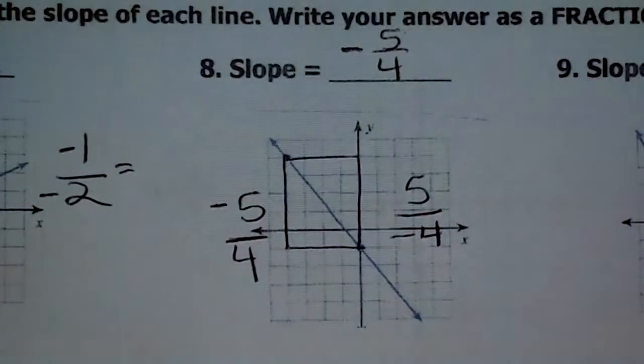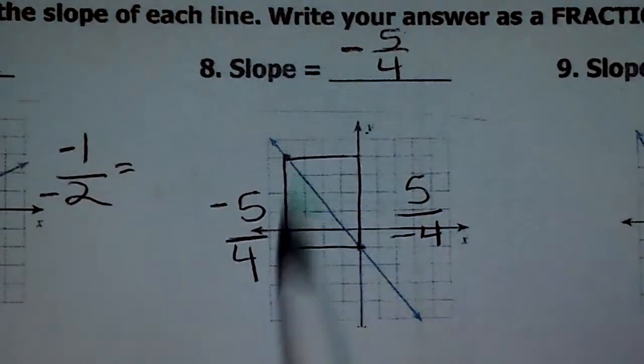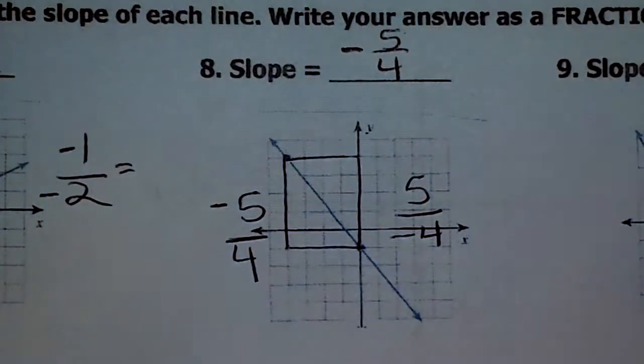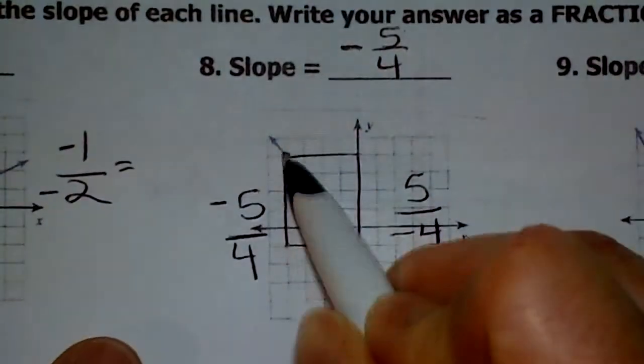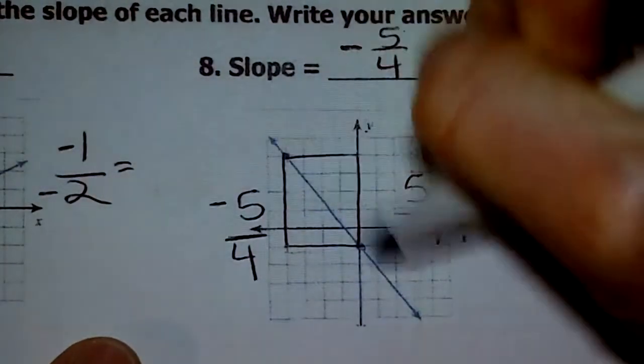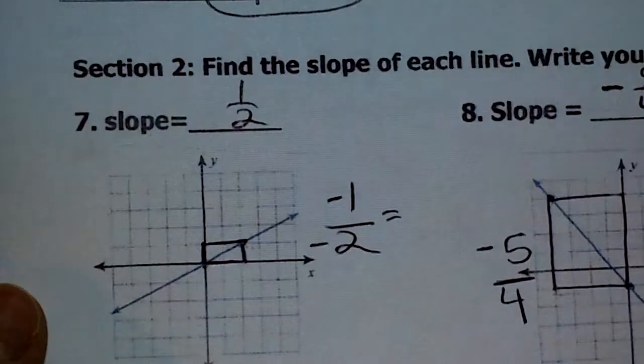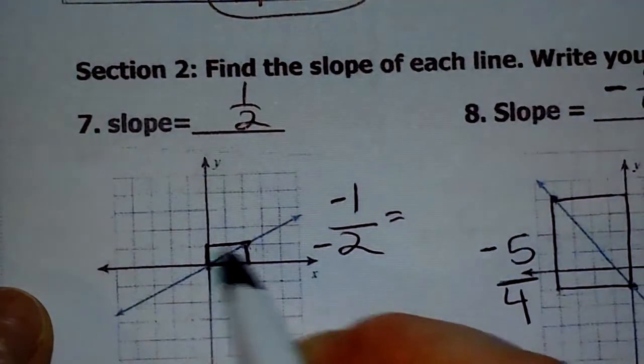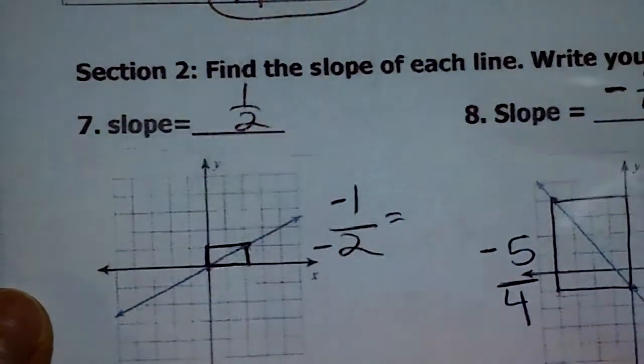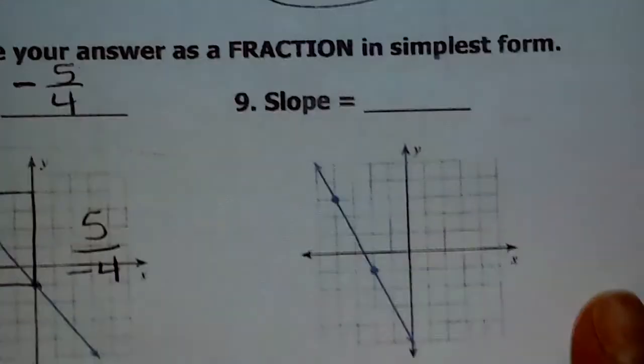If that's confusing to you, and you're confused about the positive, negative, but you can figure out how far up or down, how far left or right, then just look at your line. Say, okay, 5, 4, the line's going down, it's a negative. Just like with this one. It's up 1, right 2, the line's going up, so it's positive. That's an easier way for you.